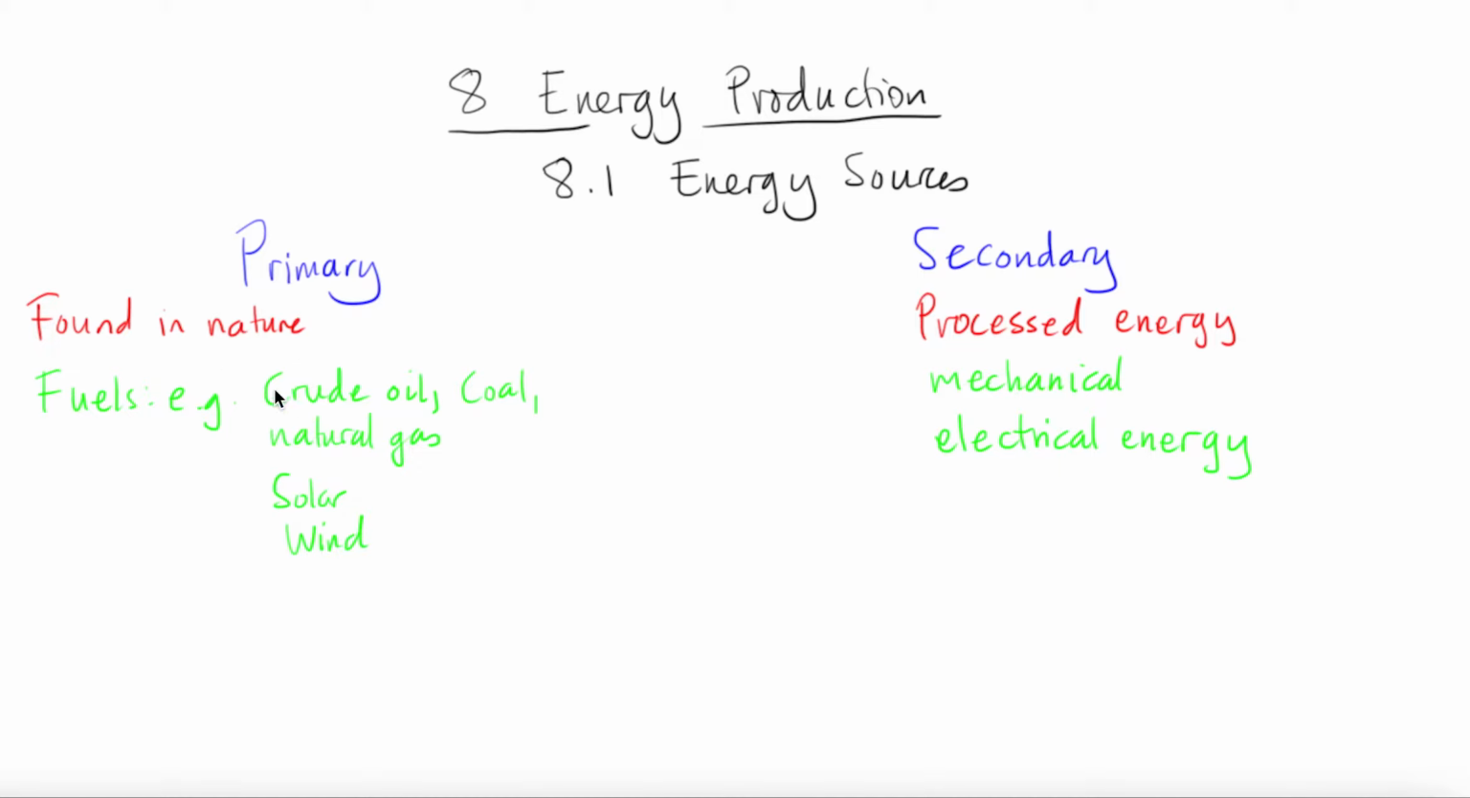For example, you have the fossil fuels, crude oil, coal, natural gas, but also solar and wind are primary energy sources, whereas secondary energy sources have been processed in some way. For example, mechanical energy and electrical energy.